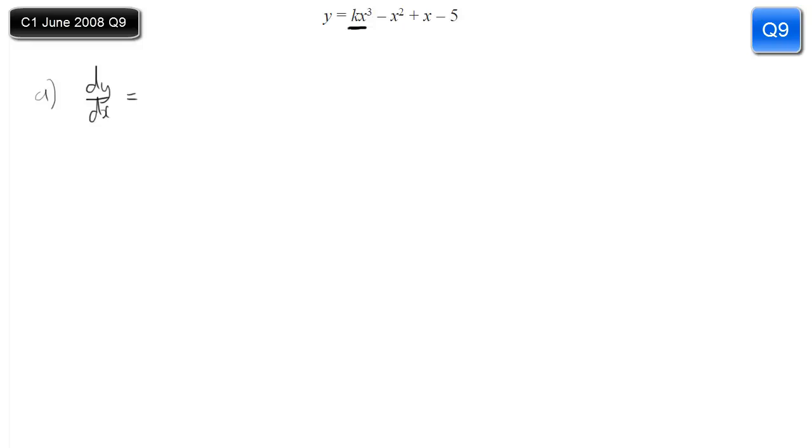The first term, the constant k, just sits there, pays attention and watches, and then we see what happens to the x cubed. We bring the 3 down and we reduce the power by 1. So k times 3x squared. We'll rewrite that in a minute. x squared becomes 2x, bring the power down and reduce the power by 1, so the new power is just 1. x becomes 1, and the minus 5 disappears. So the only bit of tidying we need to do is to write it as 3k x squared minus 2x plus 1.